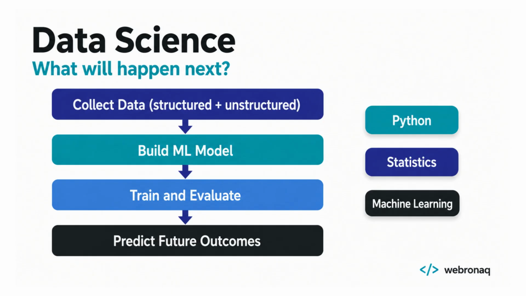Here is a concrete example. A bank wants to flag fraudulent transactions before they go through. A data scientist writes Python code, trains a machine learning model on millions of past transactions, and deploys it so it scores every new transaction in real time. The model is not answering what happened. It is answering what is about to happen, and it acts on that answer automatically.